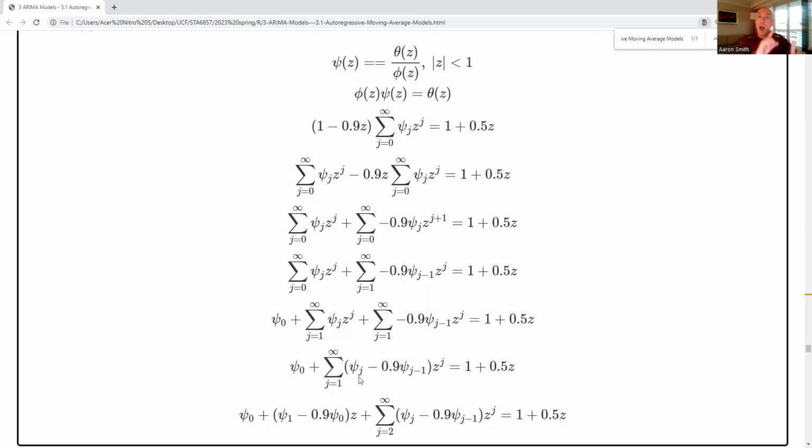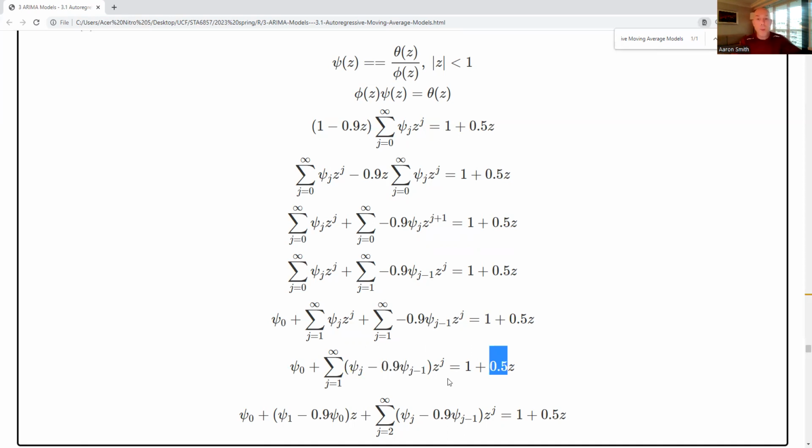So now what I'm going to do is take the left-hand side and go by the exponent of z, and match it to the right-hand side. On the right-hand side, I have a constant of 1, and I have 1 half times z to the power of 1. All right, so I know that the constant on the left has to equal the constant on the right, equal to 1. I know that the z to the power of 1 has to match z to the power of 1 on the right. Okay, so I know that when j is equal to 1, this has to equal 1 half.